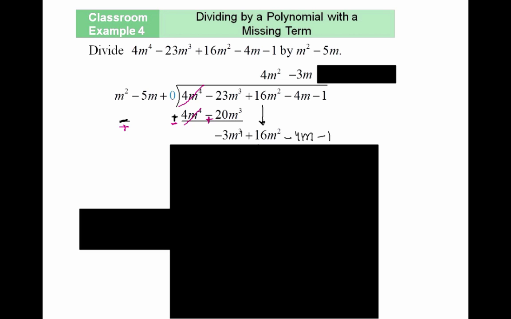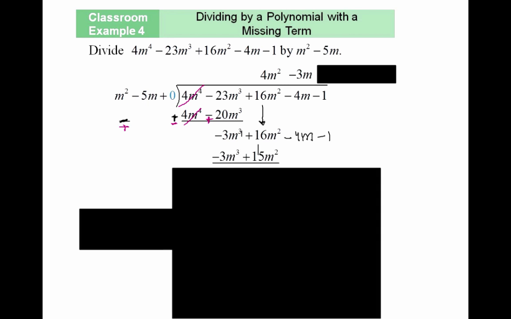Everybody see what we're doing so far? I need to distribute this negative 3m here by m squared minus 5m plus 0. So if I multiply minus 3m times m squared, what do I get? Negative 3m cubed. If I multiply this by the next term, that'll give me plus 15m squared. So let's take a look at the next step. Here we have it. So now we need to subtract.